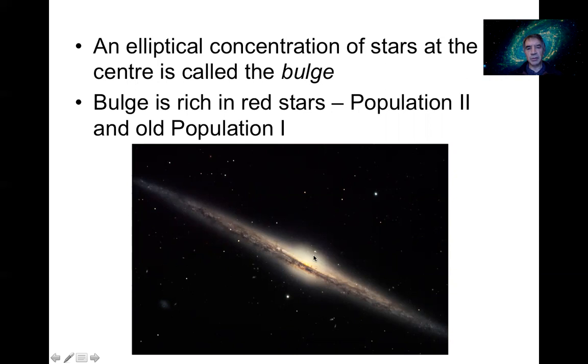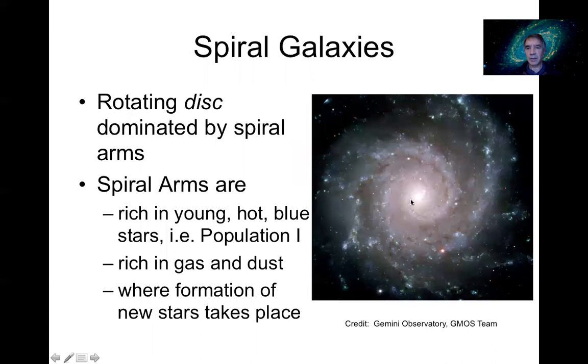But now a new feature comes into view much more clearly, which we will refer to as the bulge. This is more of a three-dimensional structure. There's usually an elliptical bulge of stars in the center of the spiral galaxy. And the thing to notice here is that the color is different. This is more of a red concentration of stars, much redder than the blue stars that you see in the spiral arm.